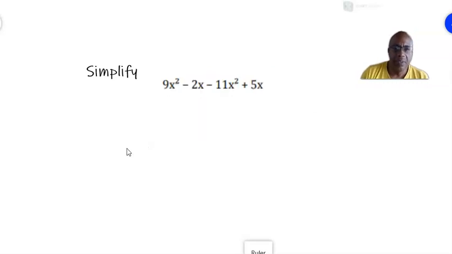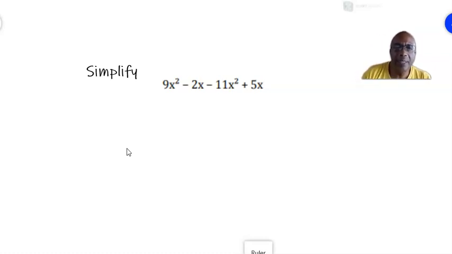Now look at this one. Simplify 9x squared minus 2x minus 11x squared plus 5x. Although the symbol you have is only x, note some of the terms have x and others have x squared. These are unlike symbols. You add them separately. You can only add the x's together and then add the x squareds together.